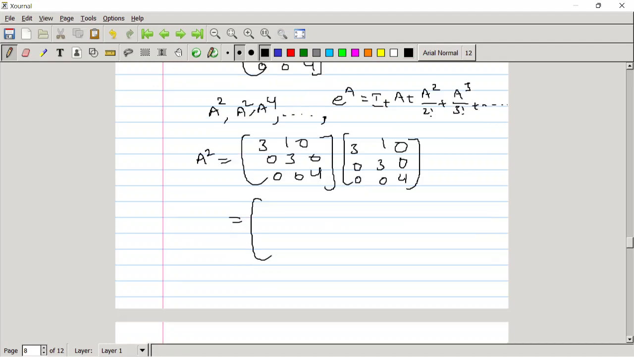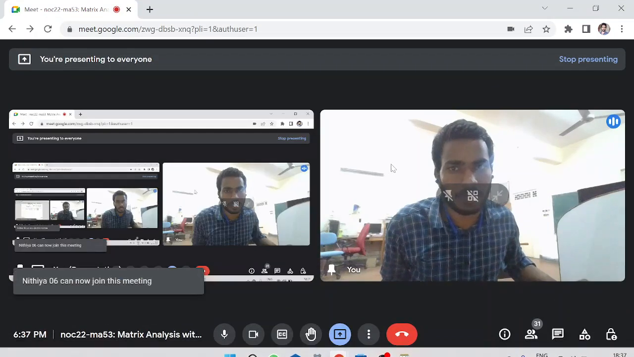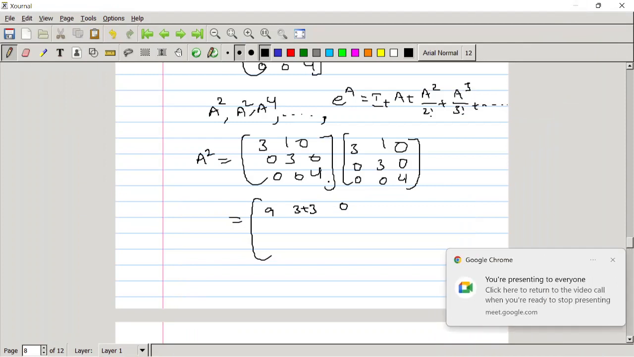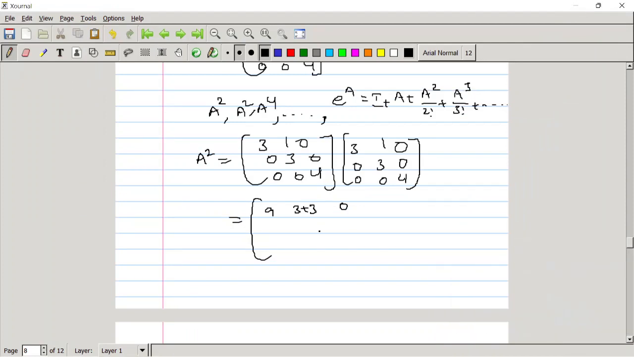Okay, sir. So here we'll get 9. Here we'll get 3 plus 3. Why I'm writing 3 plus 3 here is that if we write 3 plus 3, then we can get some idea for the pattern. What is the pattern coming here? If we write simply 6, we may not get the idea. That's why I'm writing 3 plus 3 here. I'll tell you clearly why. If you write for A cube, then you will get some idea why.